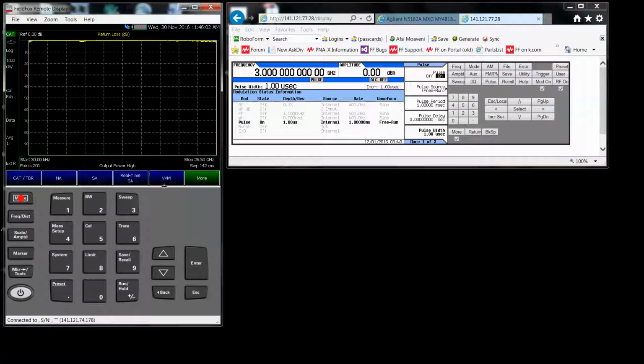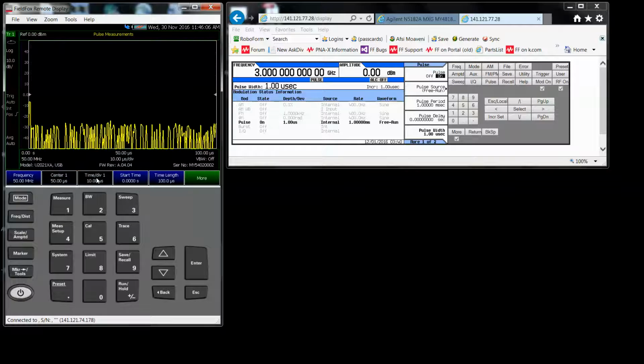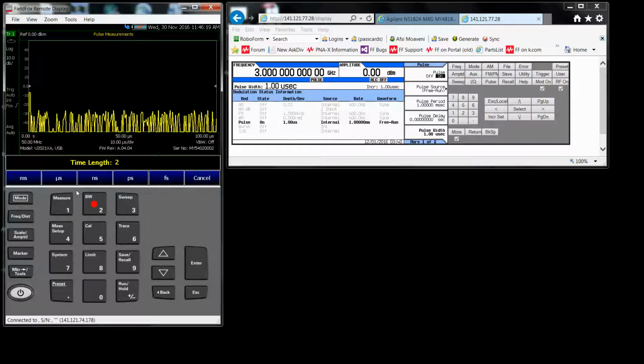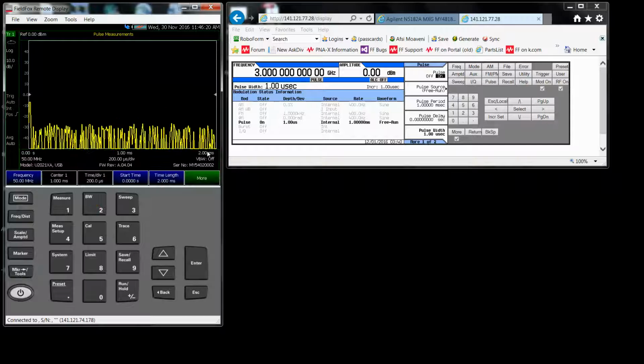So let's start looking at this pulse first with the pulse measurement mode. This mode uses the external power sensor, the U2021XA, so I have that hooked up to my signal generator. My signal generator goes to a splitter and then. So let's see if we can see this pulse. We'll set it up to, for example, 2 milliseconds to see if we can see it. It's a pretty narrow pulse.